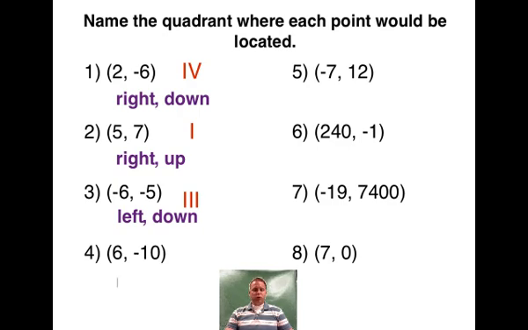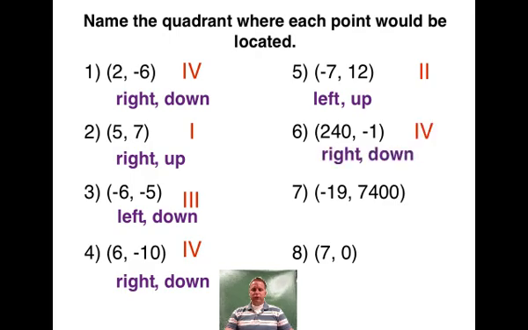Okay, so right, then down, puts me at 4. Left and up puts me at 2. Way to the right, just down a little, puts me in 4. Quite a bit to the left, up 7, puts me in 2. And then I go right and then stay, so that puts me on the x-axis, left to right. Yes.